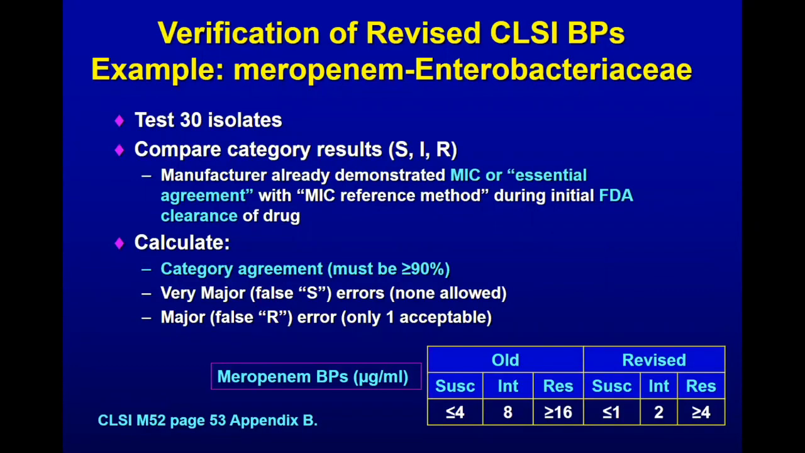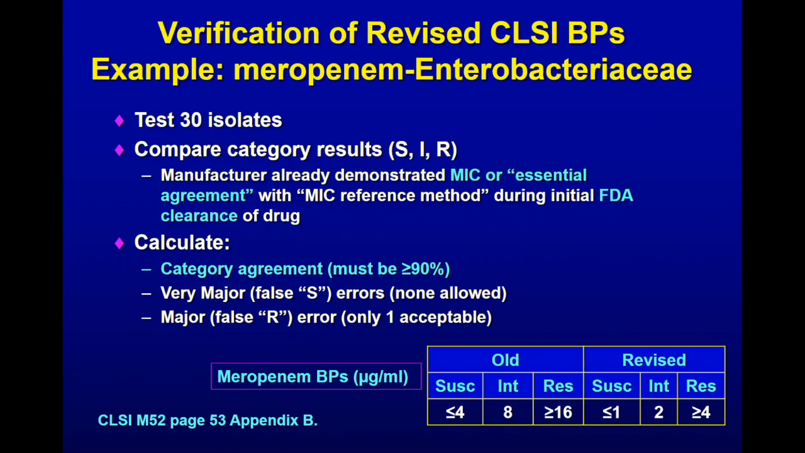Okay, so verification of the revised CLSI breakpoints. An example, meropenem with the Enterobacteriaceae. We're going to test 30 isolates. We're going to compare only category results because the commercial manufacturer has already obtained essential agreement, so MIC agreement, during their FDA clearance of the drug with their initial submission to the FDA. So we'll only look at changes in interpretation, no changes in the performance of the system in terms of generating MICs. We're going to calculate category agreement.